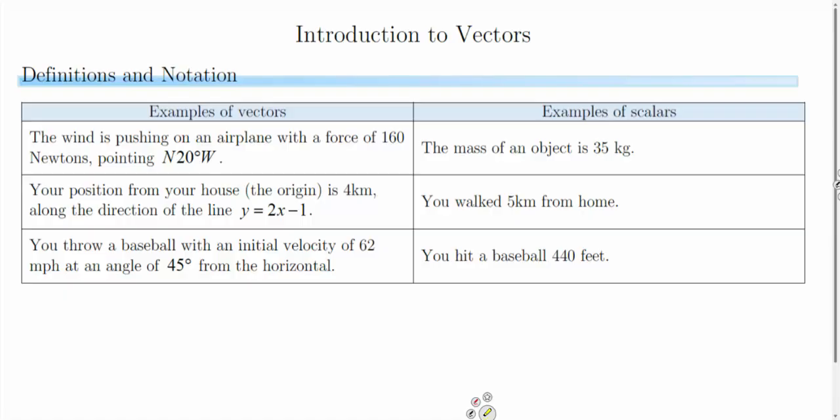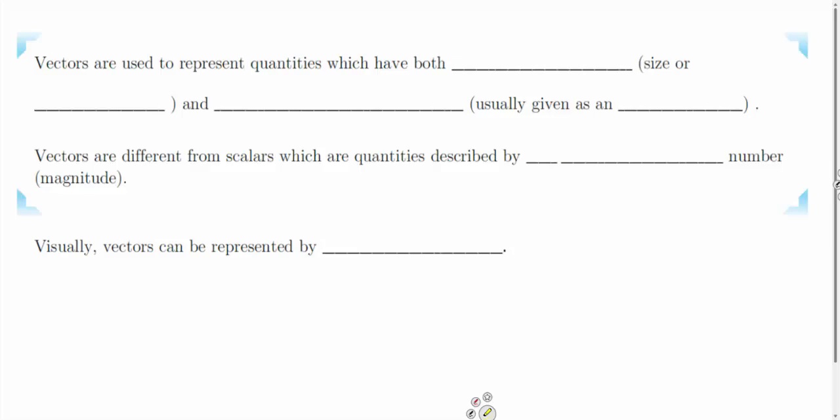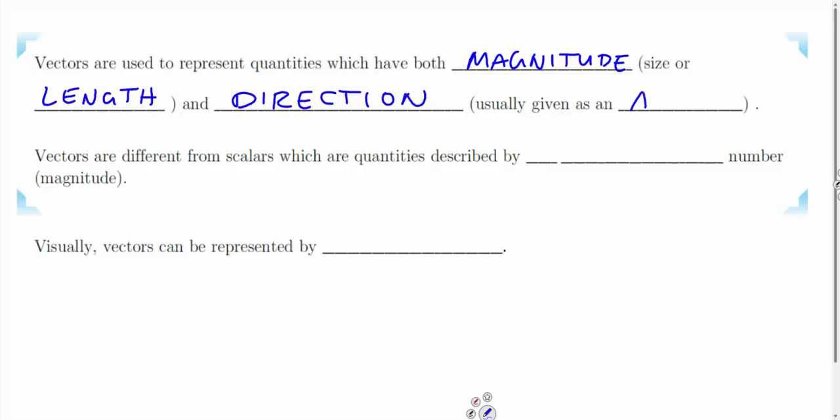Look for a moment. Okay, so based on what we said, here's how we'll define them. Vectors are used to define quantities that have both a magnitude, right? As Evelyn said, a size or length. I'll think of it as a length. I'll show you why later. And a direction. Okay, usually given as an angle. Not always. Sometimes it's given as a bearing, like north 20 degrees west, but in most cases an angle.